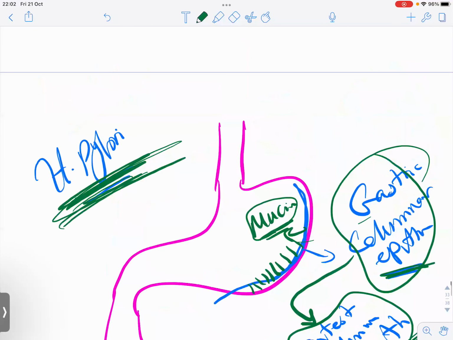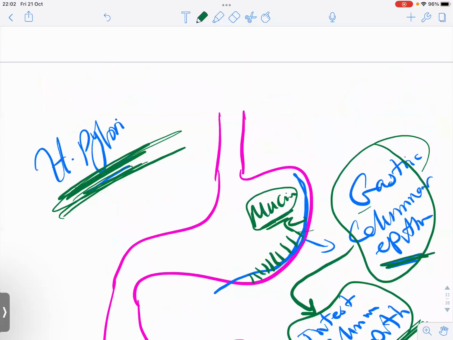So it's also called columnar metaplasia. The first one is when the squamous epithelium inside the esophagus is transformed into columnar epithelium to resist HCl. And the second type of columnar metaplasia is when the gastric columnar epithelium is transformed into intestinal columnar epithelium. The last example of columnar metaplasia occurs in the bladder.